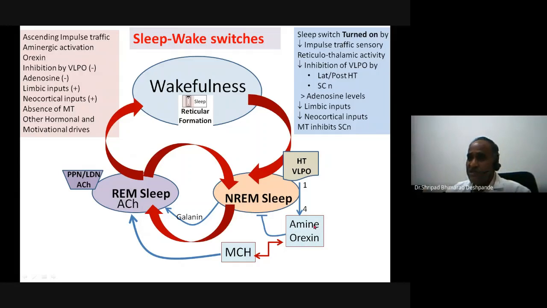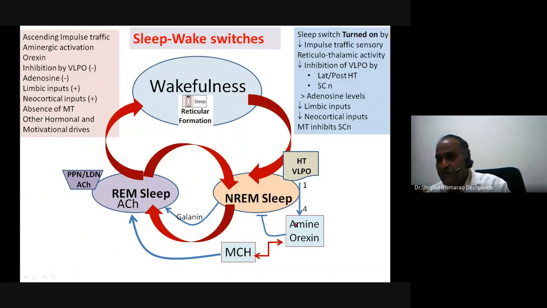These aminergic and orexinergic neurons would suppress the NREM sleep, and this tonic activity at some stage would be switching on. So this is REM off. Then at one stage, what happens? There will be activation of the REM switch, REM on. This is a REM on switch here that is situated in the pedunculopontine or lateral dorsal nucleus in the brainstem.